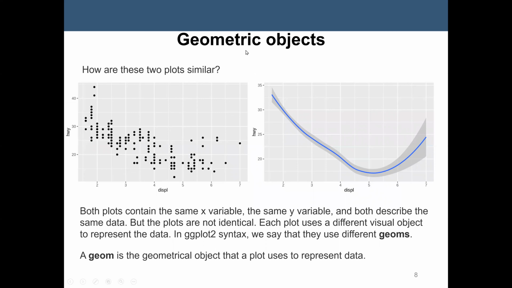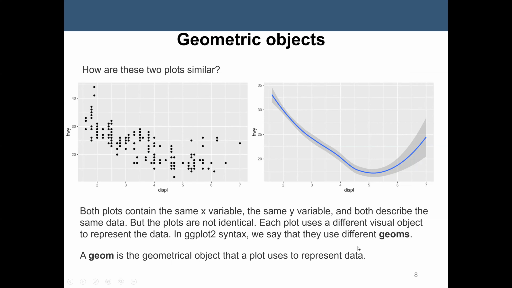We also have the geometric objects. How are these 2 plots similar? These 2 plots are similar, but we are using different geometric objects. Here we can see it's a point. Here we have a smooth, non-linear line. Both plots contain the same x variable and the same y variable, and both describe the same data. But the plots are not identical.